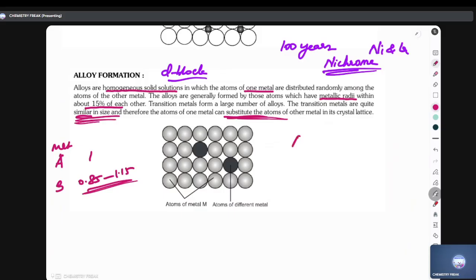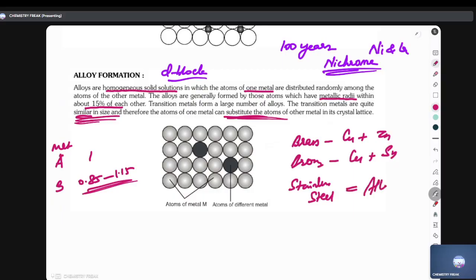For example, brass. Brass is an alloy of copper and zinc. Bronze is an alloy of copper with tin. Likewise, a lot of alloys. For example, stainless steel, which we use as utensils. All our kitchen utensils are stainless steel, which is an alloy of iron with carbon also to a small extent. So these are all alloys which are useful in our day-to-day life.